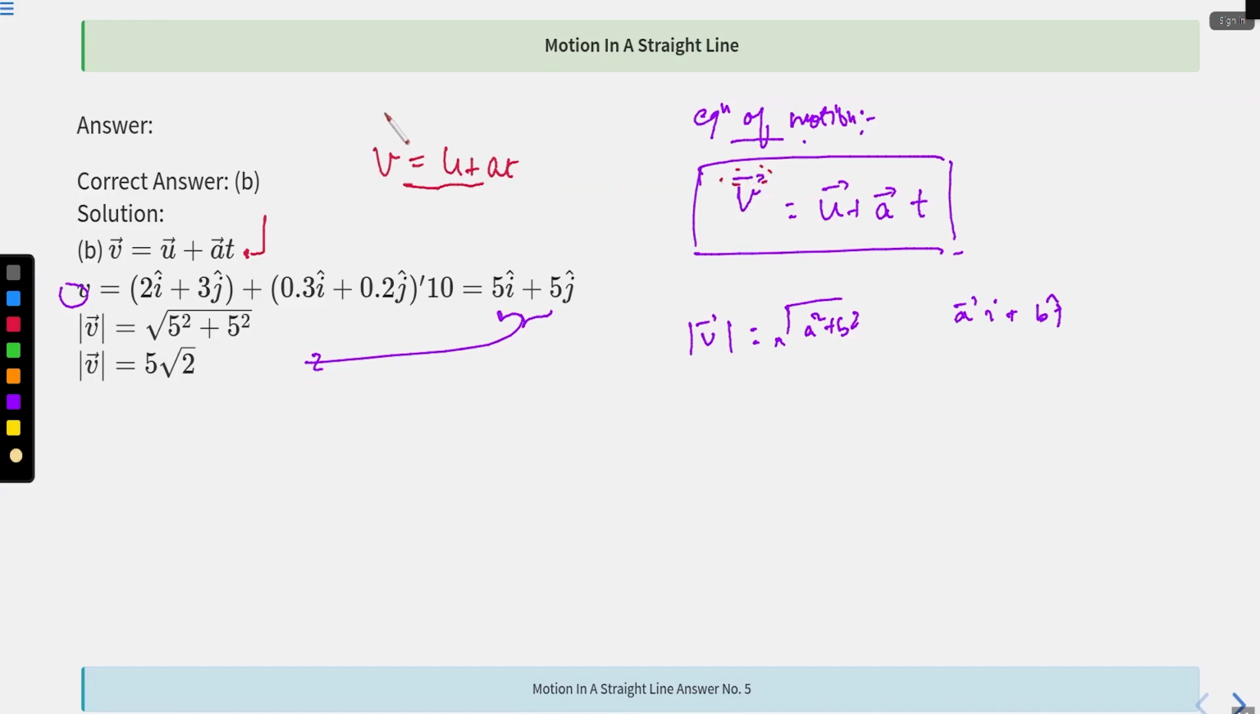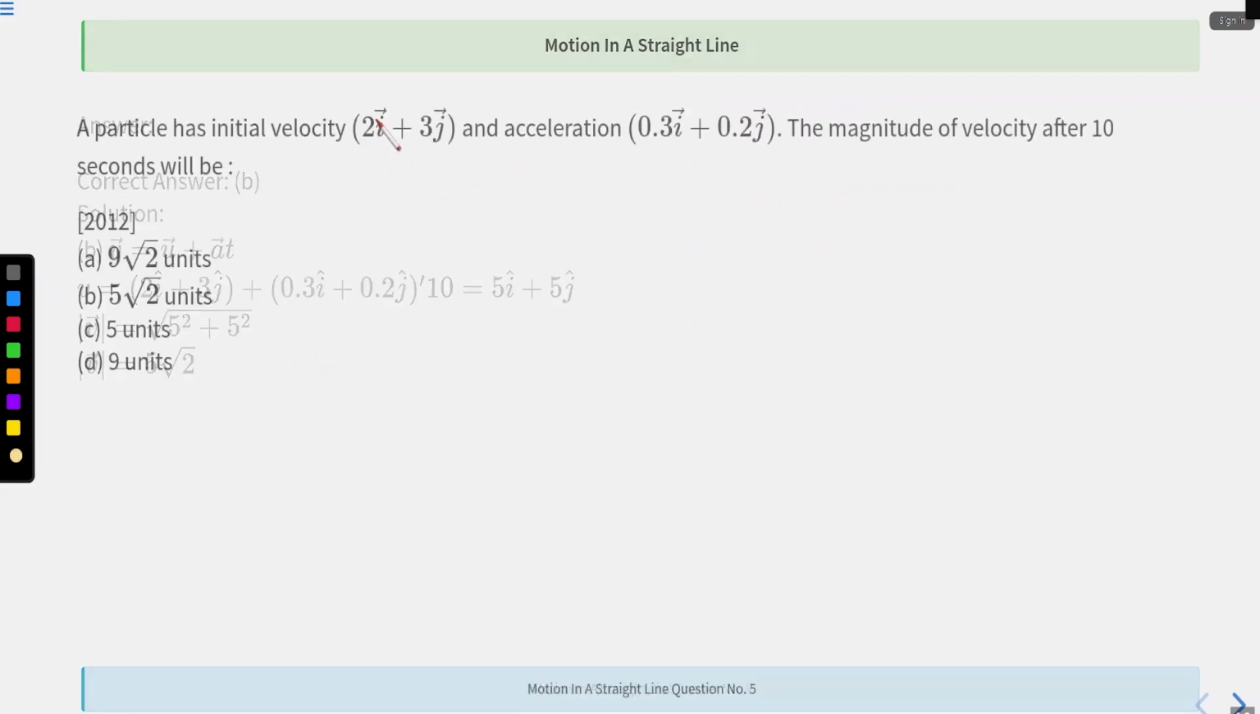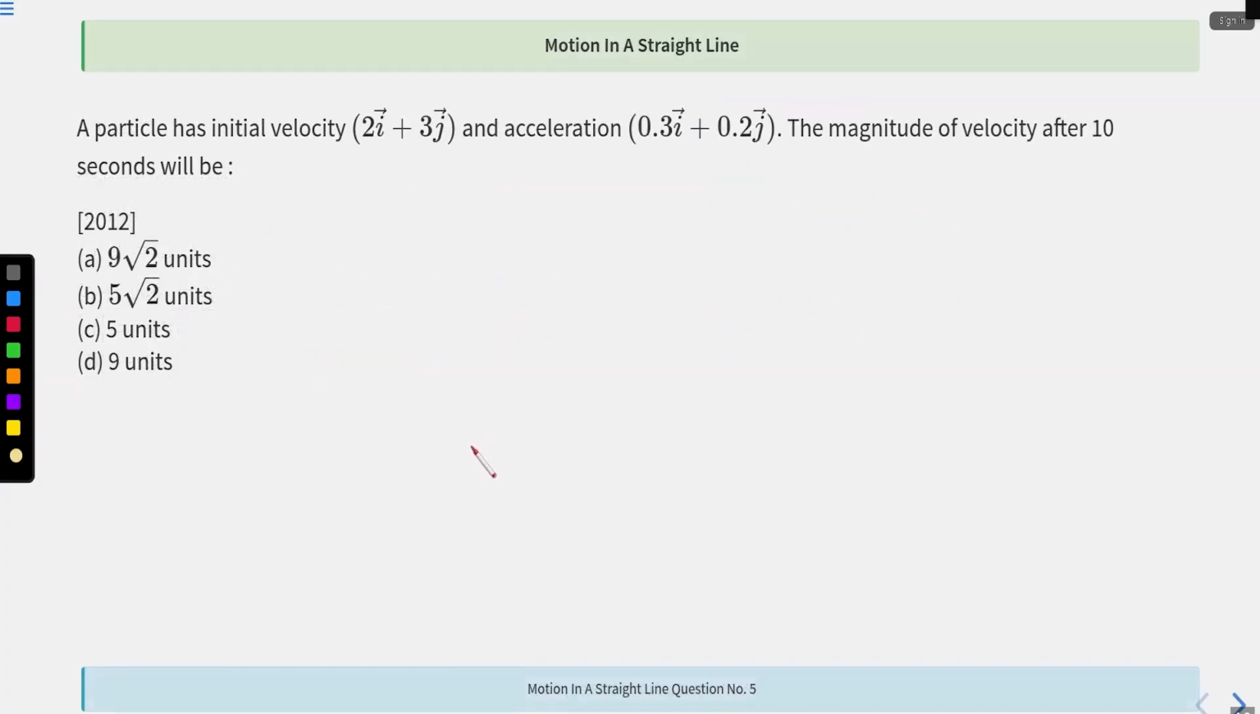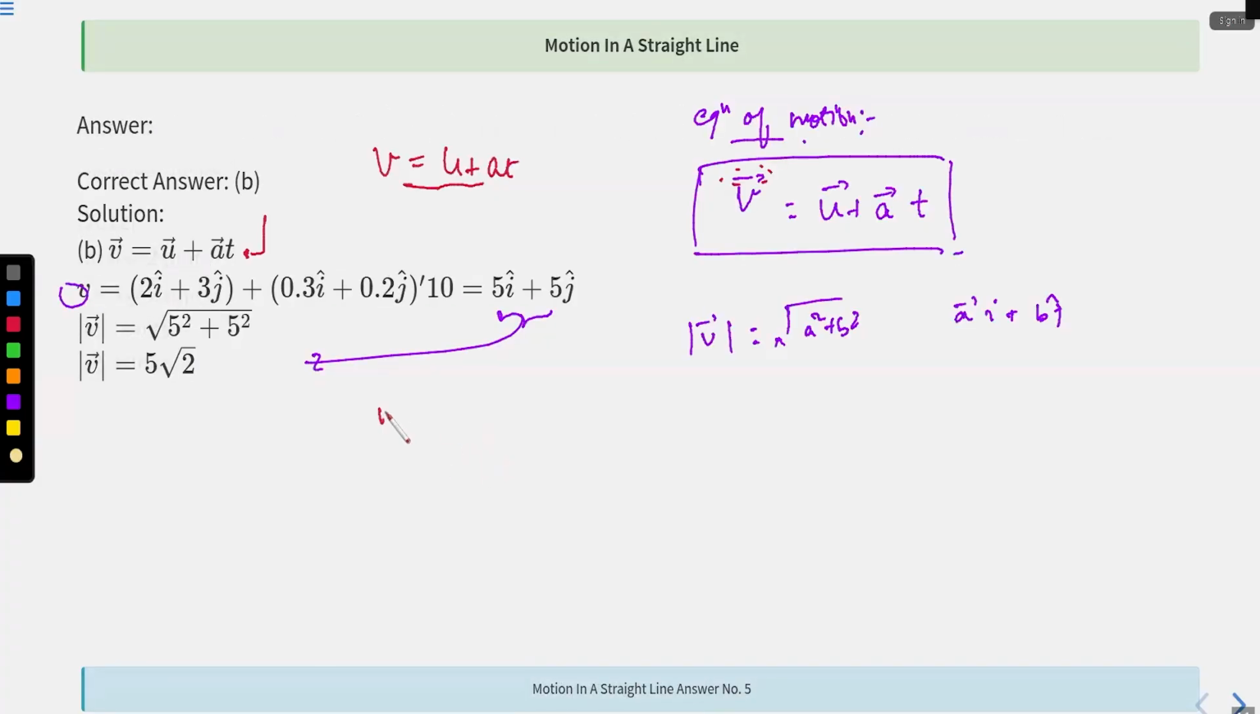Just because we have a vector format of velocity and acceleration, that's why we are just adding an extra arrow? No, this is not the reason. More or less, this is a very lame reason. The exact reason is that, see what they have said, 2i cap plus 3j cap is velocity, right? Velocity is 2i cap plus 3j cap, correct? And acceleration is nothing but 0.3i cap plus 0.2j cap.